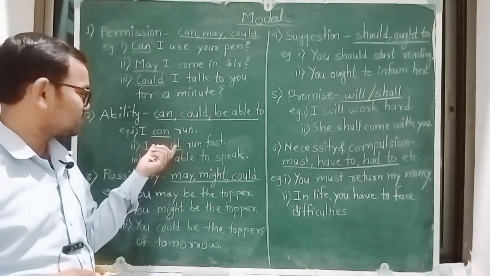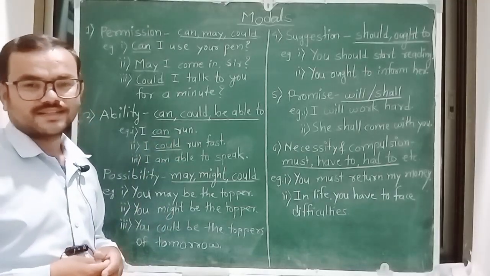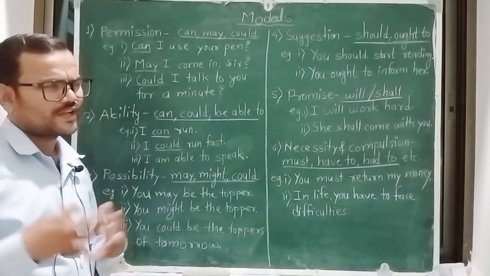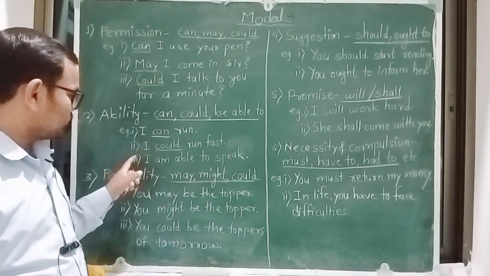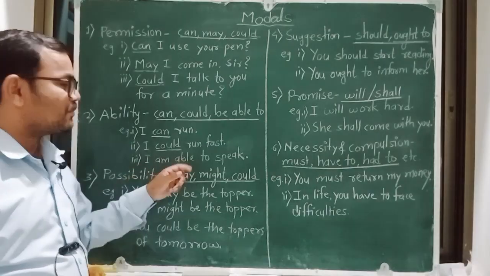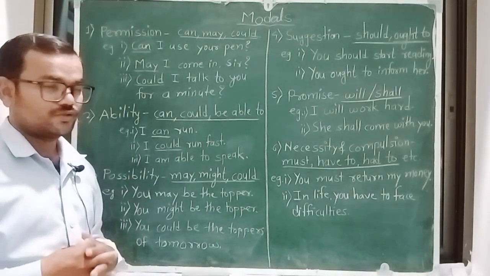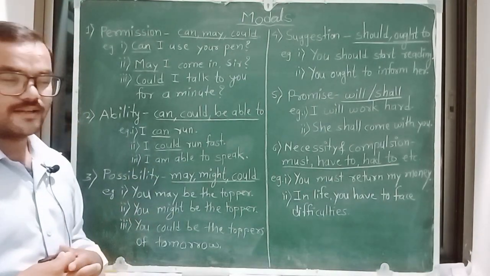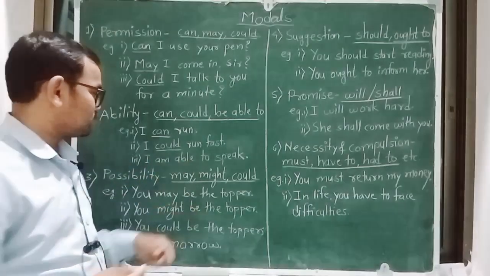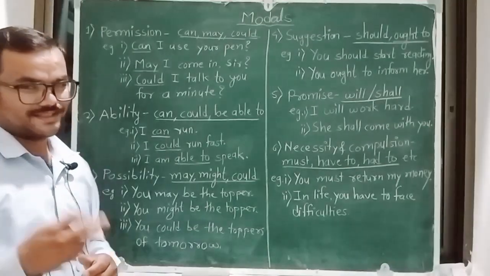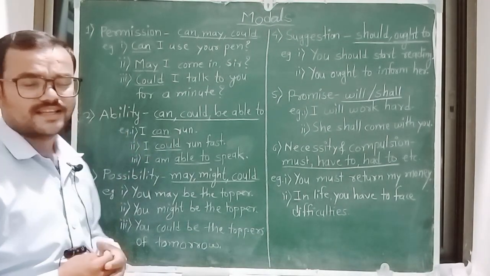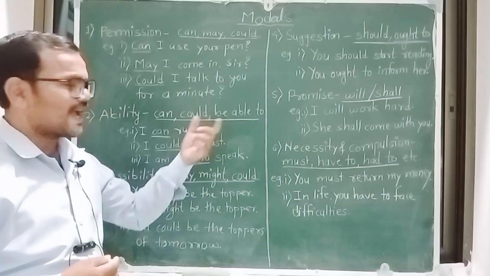Here, able to is a modal auxiliary which expresses ability. Be able to can be used in all three types of tenses, but can is used in the present tense and could is used in the past tense. So these are the three modal auxiliaries which express ability.